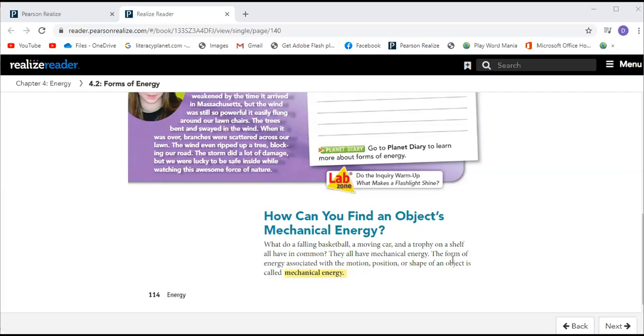So I can define the mechanical energy by combining the definitions. It's the form of energy associated with motion. Until here, I'm talking about kinetic energy. What about if I say it's the form of energy associated with motion, position, gravitational potential energy, shape of an object, elastic potential energy. When I combine these three definitions together, this means mechanical energy. It's the form of energy that is associated with the motion, position, or shape of an object.